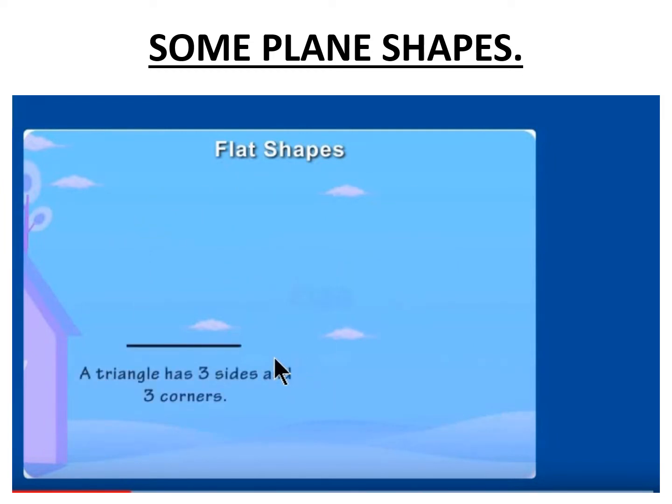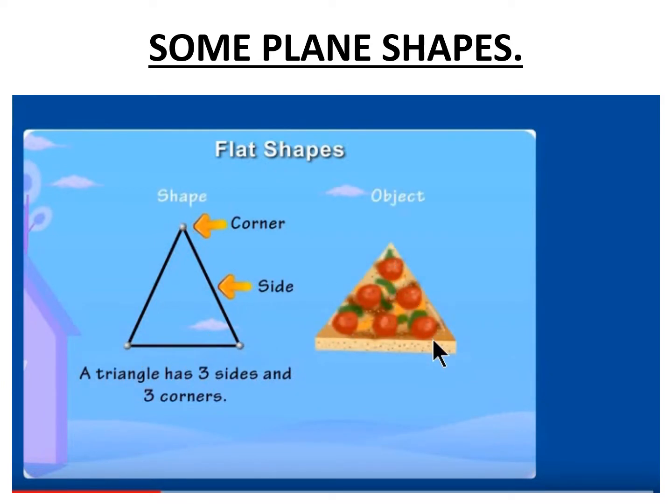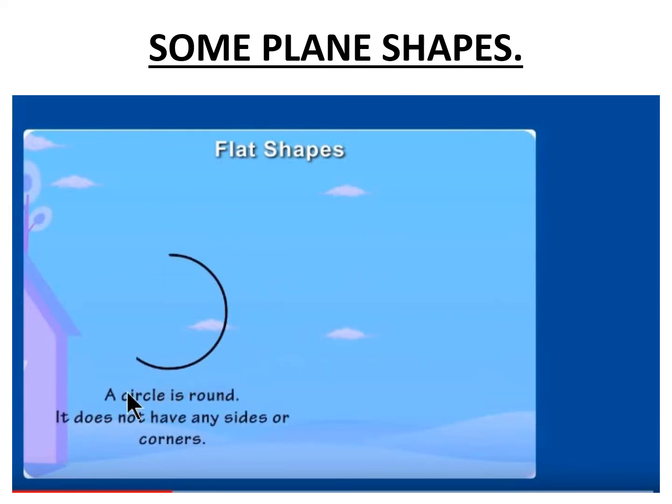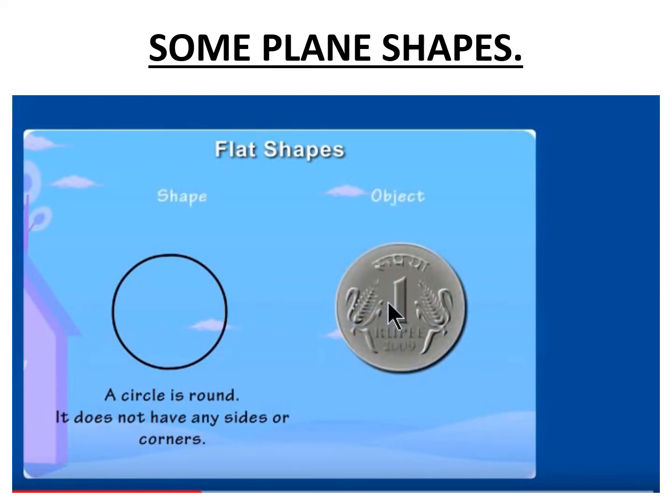Okay. Now the next shape in front of you is a triangle. How many sides does it have? Three sides and there are three corners. An example of a triangle is a piece of pizza. Now a circle, it's round. It does not have any side or corner. It's completely round. An example of a circle is a coin.